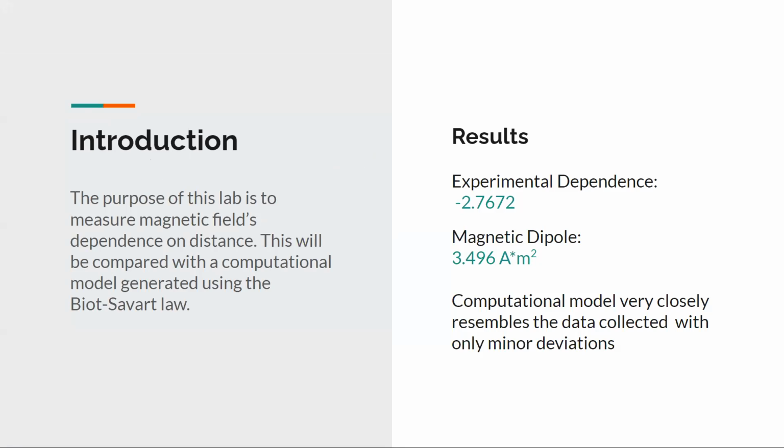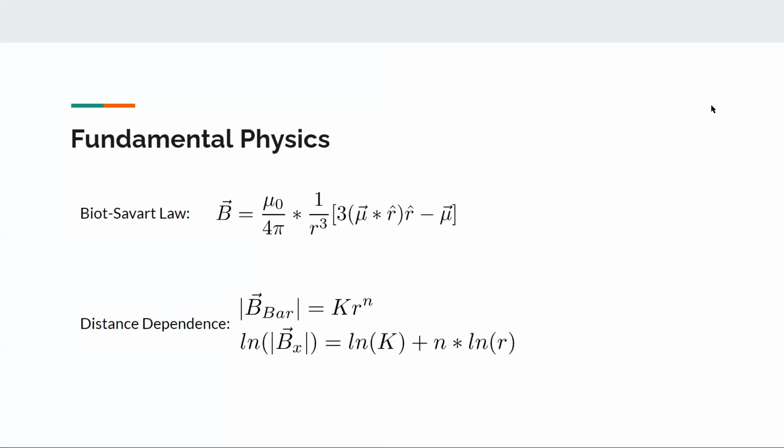So, a peek at our results here. The experimental dependence on distance between the magnet and the magnetometer is negative 2.7672. And the magnetic dipole moment is 3.496 A·m². And the computational model we derived very closely resembles the data collected manually, with only some minor deviations.